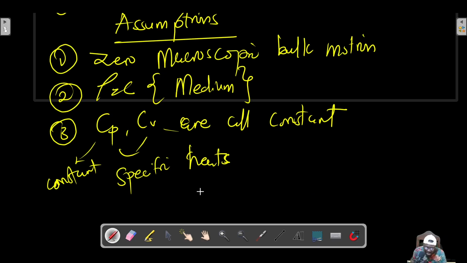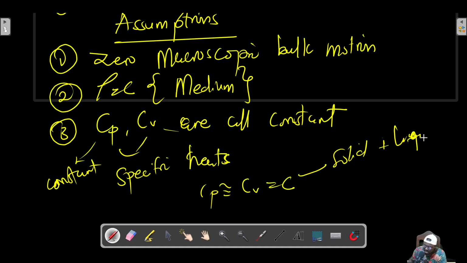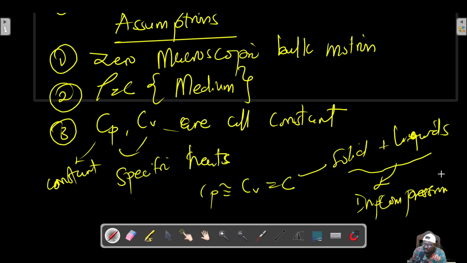But for solid materials, these are almost the same. For solid materials, or I should say for incompressible materials. So for solids plus liquids, because liquids are generally incompressible. So for incompressible material, the Cp is the same as the Cv and it is constant.